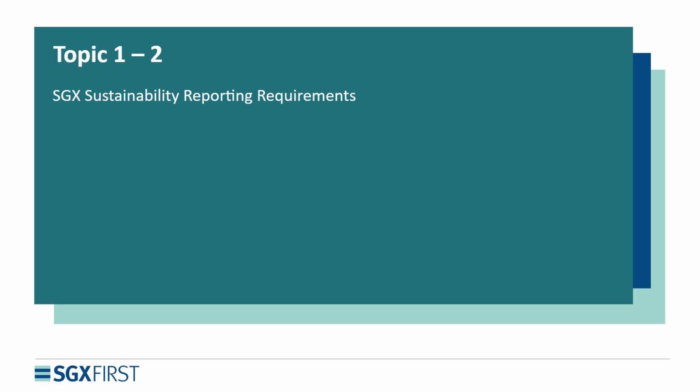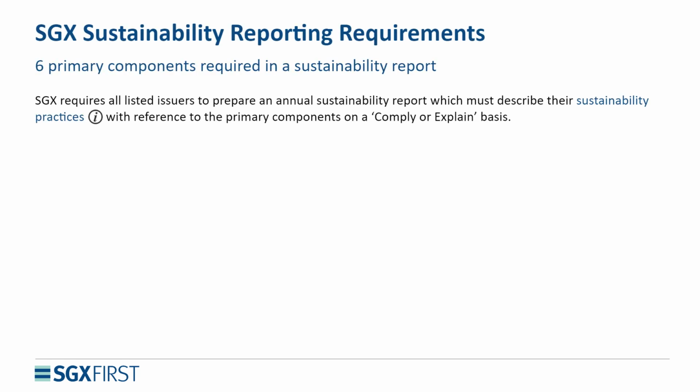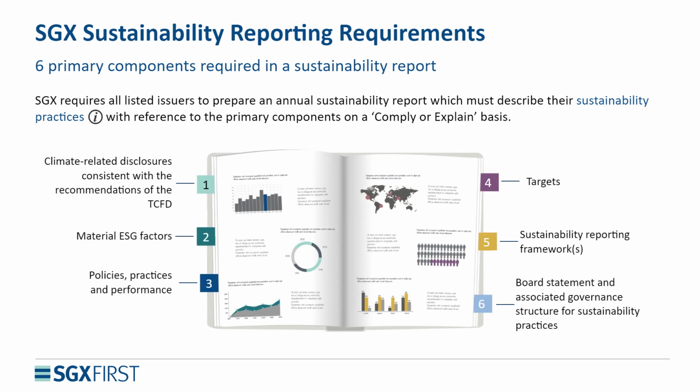Topic 1.2: SGX Sustainability Reporting Requirements. SGX requires all listed issuers to prepare an annual sustainability report which must describe their sustainability practices with reference to the primary components on a comply or explain basis. An issuer must ensure that its sustainability report contains 6 primary components.